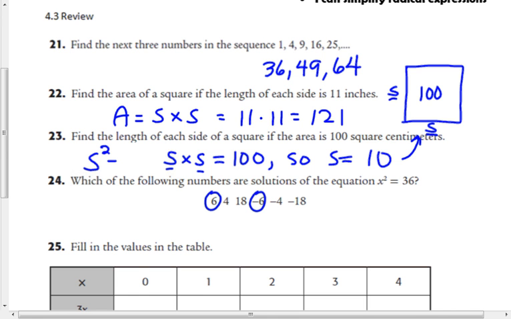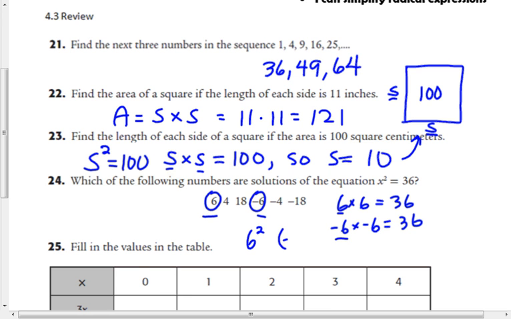And you could abbreviate that this way: s squared equals 100. And you probably got this one wrong because you didn't think of the two solutions. 6 times 6 is equal to 36, and so is -6 times -6. So there are two numbers multiplied by themselves that equal 36. So this one has two solutions, and our exponential notation for that would look like this: 6 squared and -6 squared.